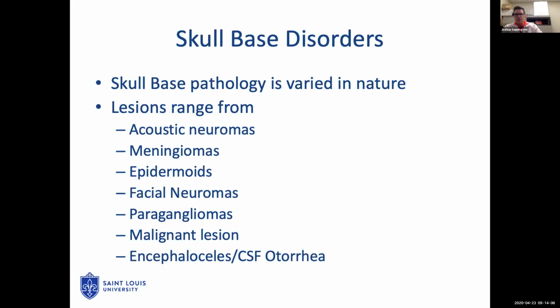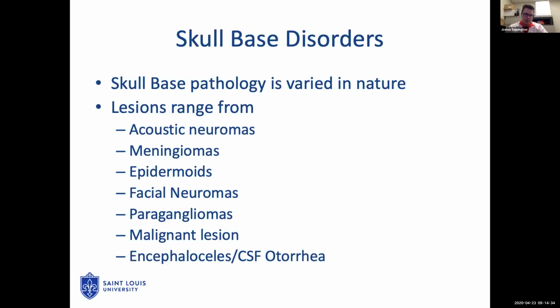So if we talk skull base disorders, there's a great variety within skull base. These lesions can range from acoustic neuromas, meningiomas, epidermoids, facial neuromas, paragangliomas, malignant lesions, encephaloceles, CSF otorrhea. If we're taking all comers, acoustic neuromas are by far the most common, followed by meningiomas.